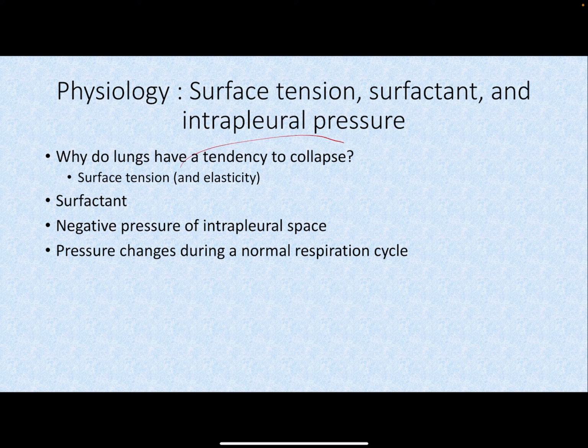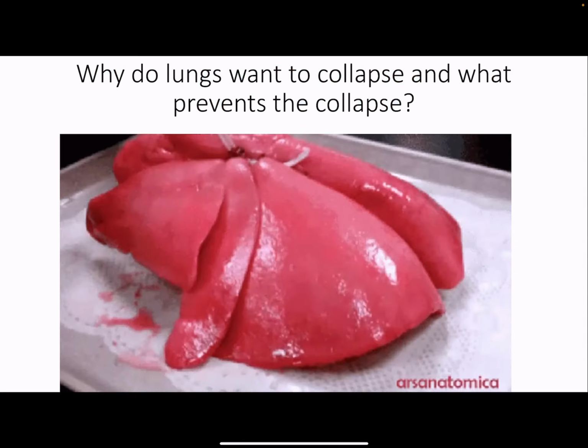So we're going to talk about why lungs want to collapse, which I kind of just spoiled, how surfactant exactly helps prevent this, how the intrapleural space helps prevent this, and just in general, how the pressures of the alveoli and the intrapleural space all change during the normal exhalation-inhalation cycle.